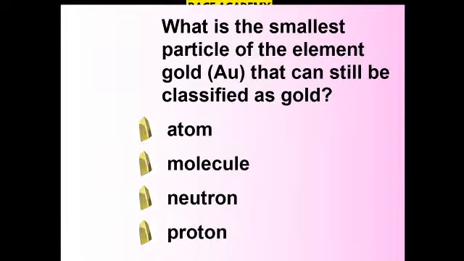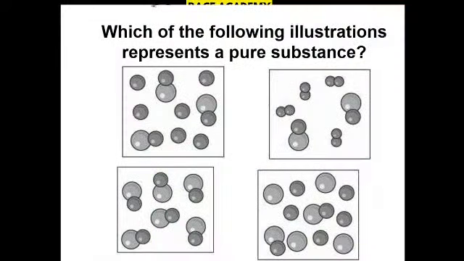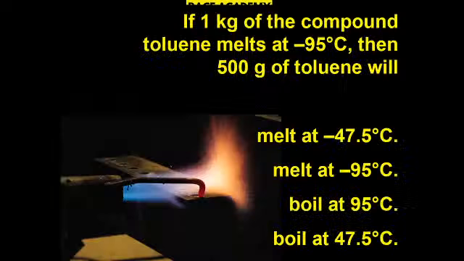Now, what is the smallest particle of the element gold that can still be classified as gold? Is it an atom? Is it a molecule? Is it a neutron? Is it a proton? We'll see. These questions can be answered only when we know the background of the atomic theories. Now, which of the following illustrations represents a pure substance? See here how the elements are there, different pictures we have.